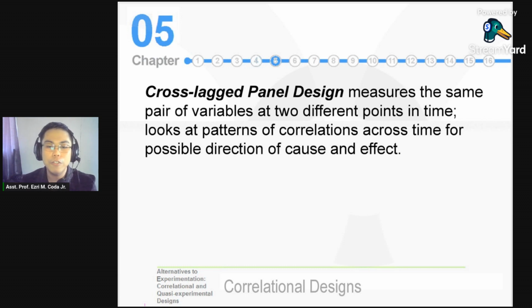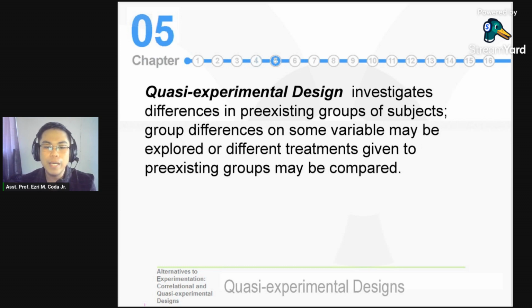Okay, let's continue. Meron din tayong quasi-experimental design. So ano ba yung differences ng experimental at saka quasi-experimental at saka non-experimental? Kasi ang experimental is klaro na may manipulation. Ang non-experimental is wala naman. Ano yung quasi-experimental? Or kabahagi ba ng non-experimental itong quasi-experimental design?